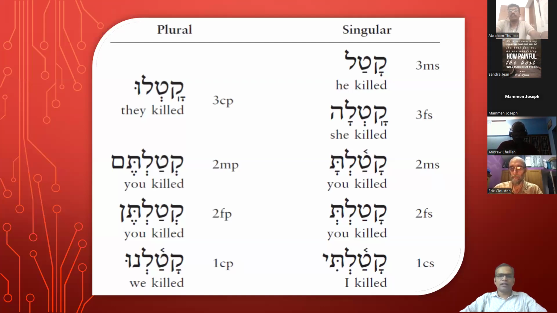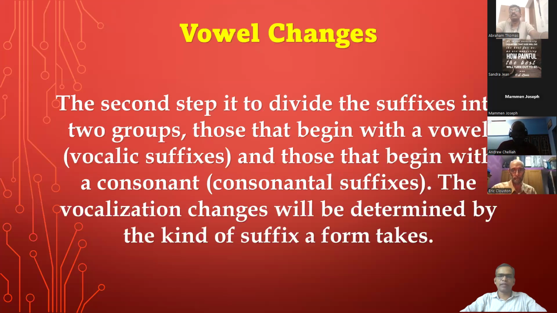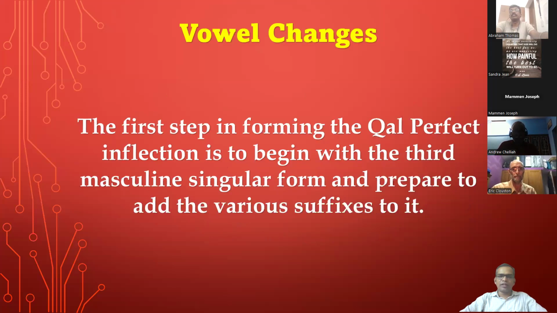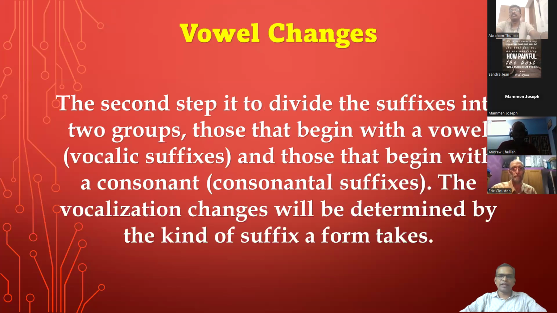Now, let us understand why these vowel changes are taking place when the endings are added. So the first step in forming the Kal perfect inflection is to begin with the third masculine singular form and to prepare to add the various suffixes to it. So the third person masculine singular is katal. The second step is to divide the suffixes into two groups, those that begin with a vowel and those that begin with a consonant. Okay, so the vocalization will depend upon the endings.